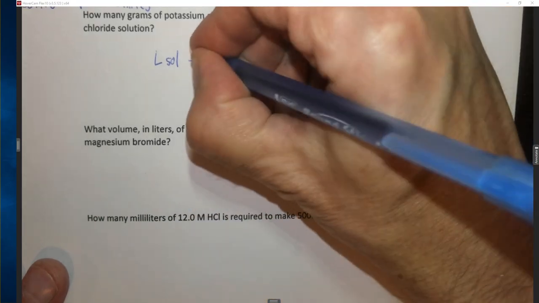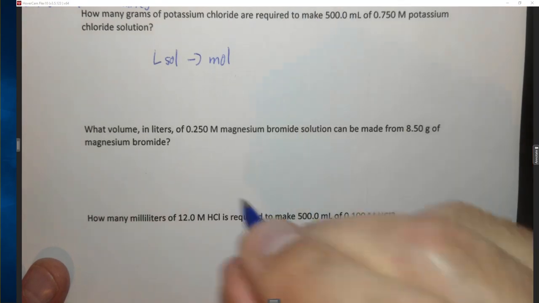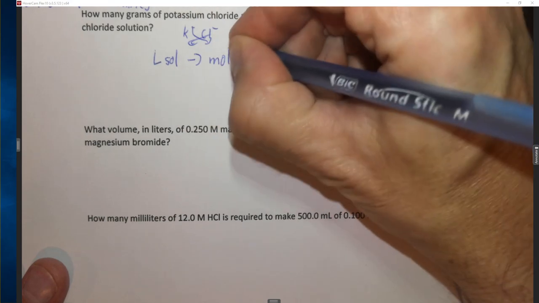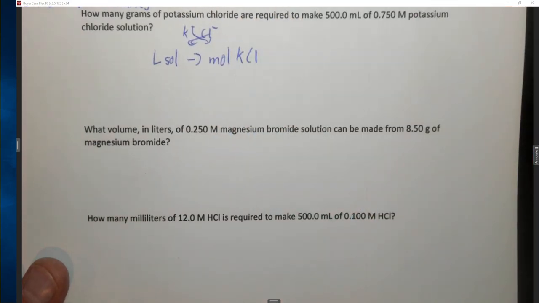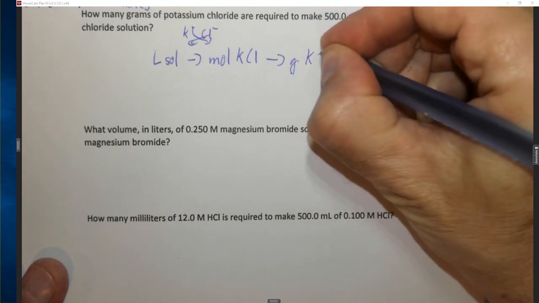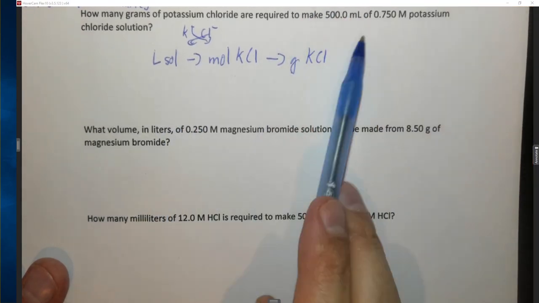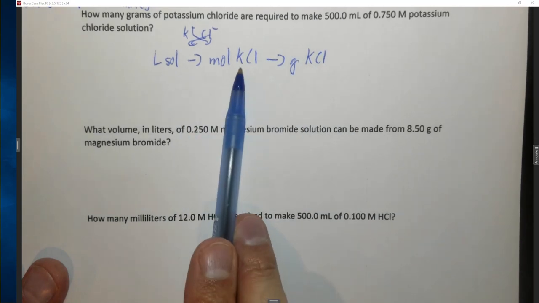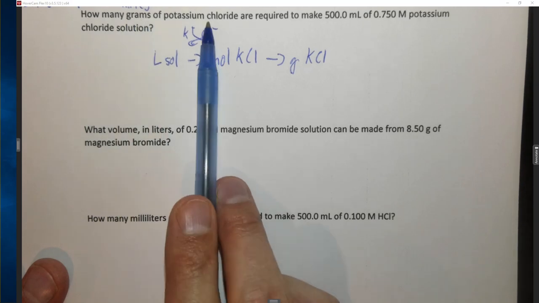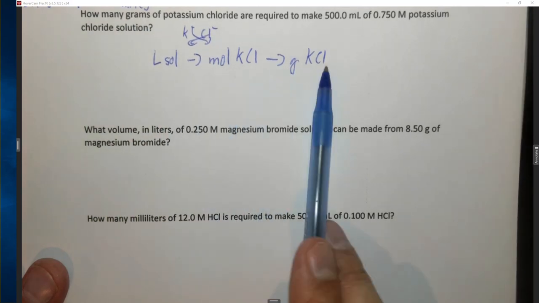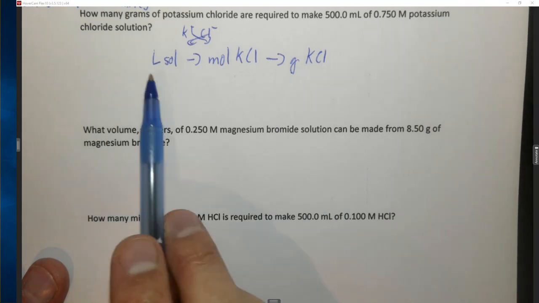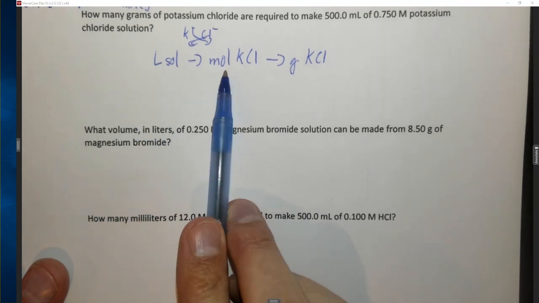What we want to convert that to is moles of our solute, which is K plus Cl minus, cross them, and it's simply KCl. Then finally, we want to convert from moles of KCl to grams of KCl. So we have liters of solution, which we can convert to moles of solute using the molarity. And then we can convert it to grams of the solute because we know the relationship between moles and grams from the molar mass from the periodic table. The new thing here is, how do we convert liters to moles?